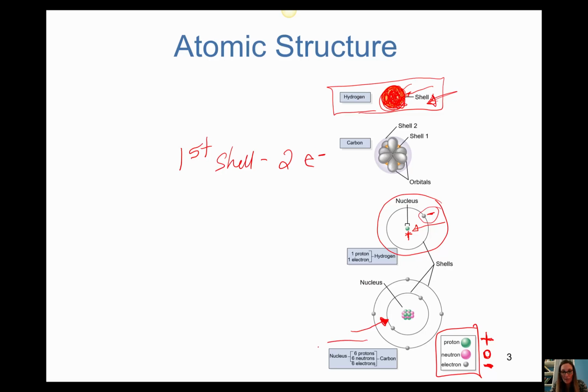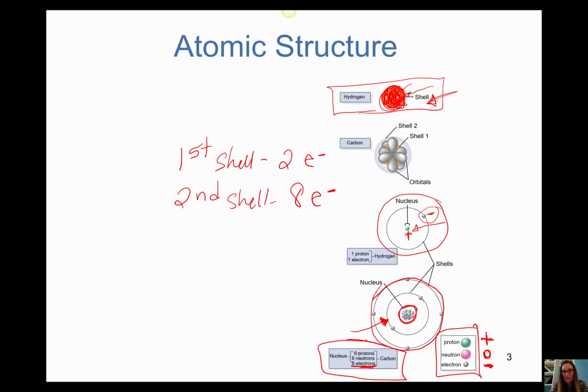So if we were looking at carbon, which has 6 protons, 6 neutrons, and those are all found in the nucleus, then it also has 6 electrons. It is electrically neutral because the electrons cancel out the protons. So we start off with 2 in the first shell. That leaves 4 left, and that would be in the second shell. But the second shell can hold up to 8 electrons. And so carbon does not have a full second shell.